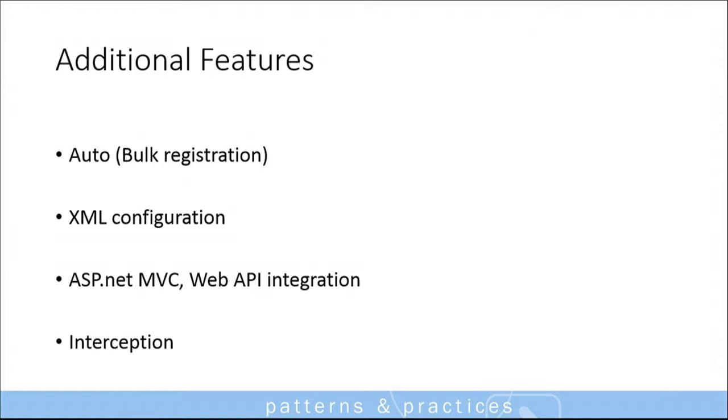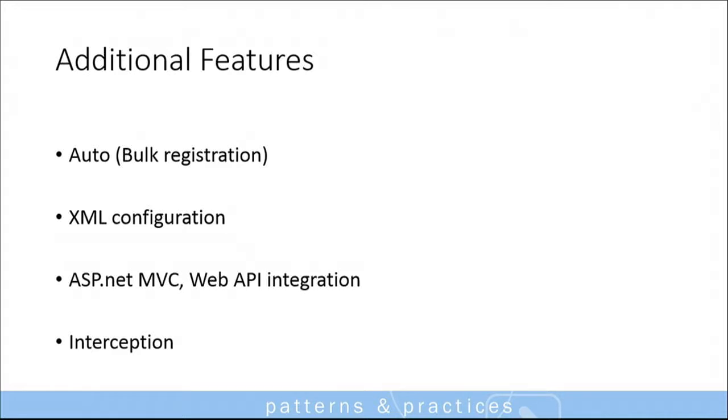Now let's look at some of the additional features which IOC containers provide. So you may find some variation in the level of support in these features across different containers. So one great feature is auto registration. Now let's say you have a very complex app. It has a lot of different interfaces and their implementations. It can be quite painful to write a bunch of register type statements in your application startup.